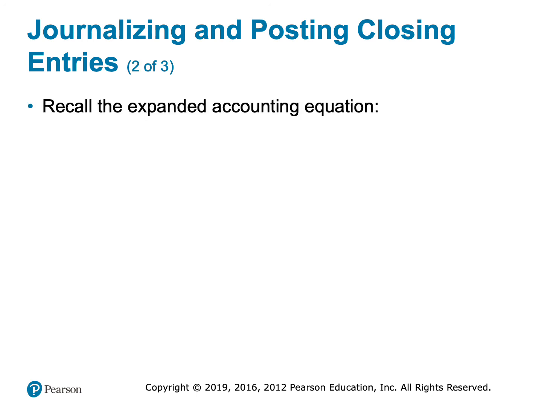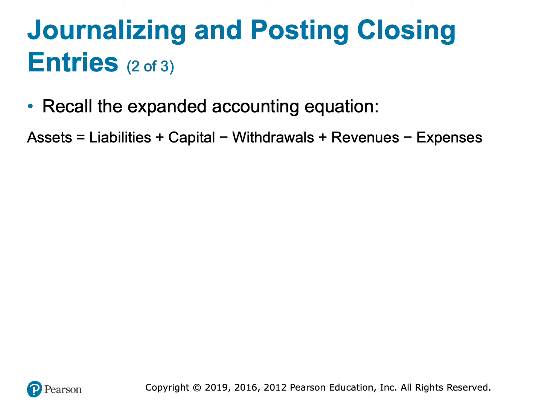So recall our expanded accounting equation. Remember, we said assets are equal to liabilities plus equity. So our equity accounts were capital minus withdrawals plus revenue minus expenses, right? So I kind of preferred to write it like this. Assets are equal to liabilities plus owner's equity, where owner's equity is equal to capital, and capital is net income minus the withdrawals, and then net income is revenue minus expenses.